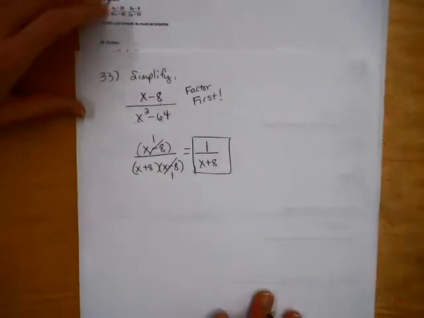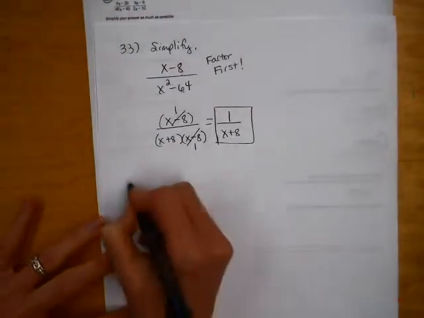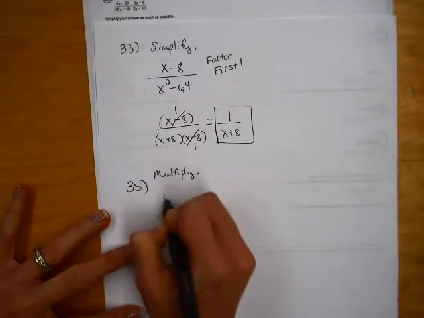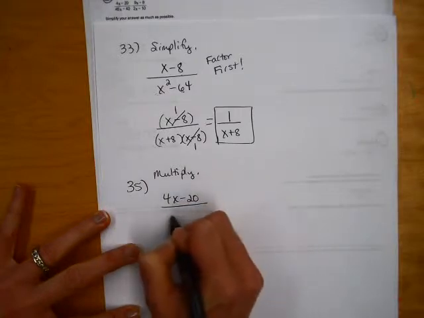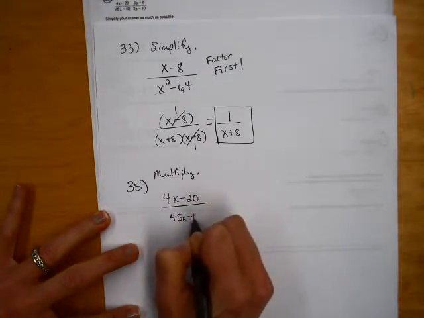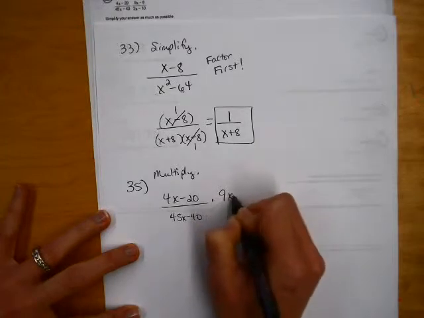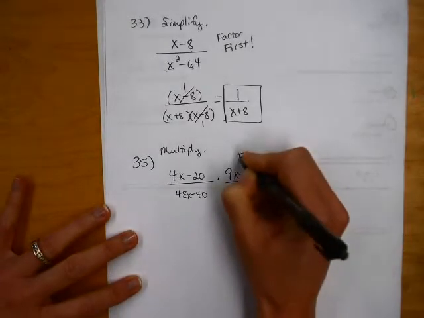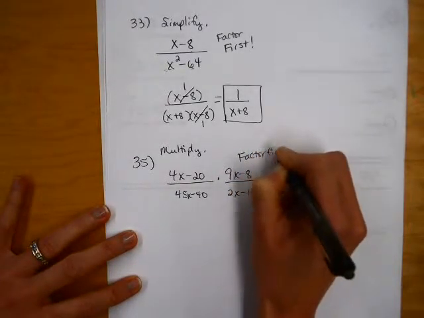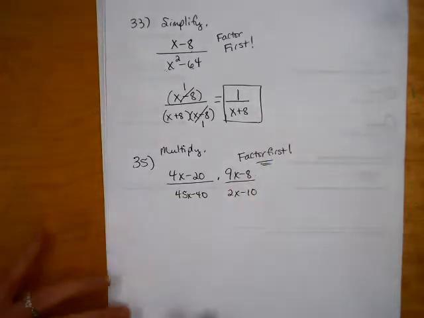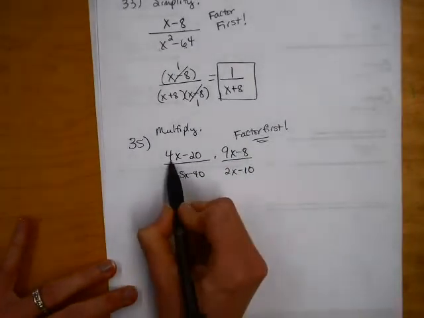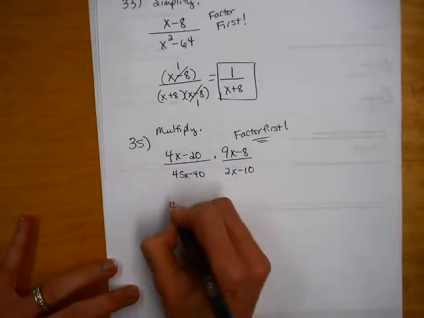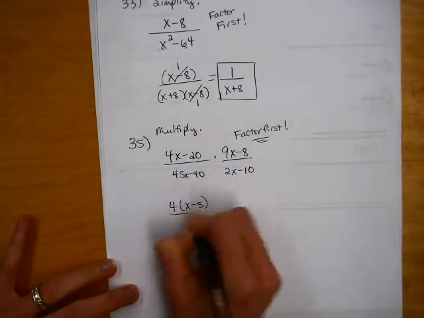Okay, so 35, we are multiplying. And on 35, we have 4x minus 20 over 45x minus 40 times 9x minus 8 over 2x minus 10. Again, on these, you must factor everything that can be factored, factor first. Okay? So start here with this numerator 4x minus 20. I see I can factor out a GCF of 4 times x minus 5.